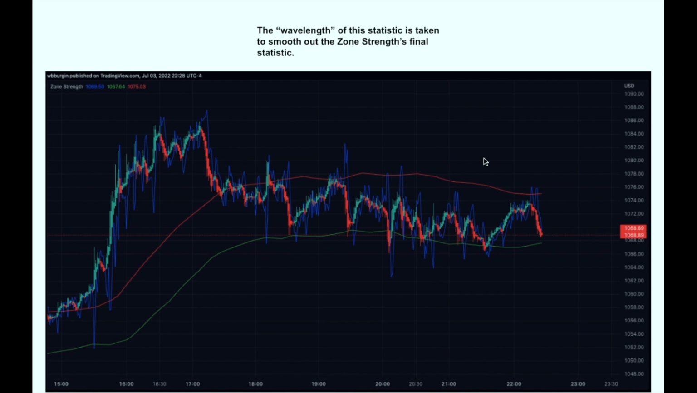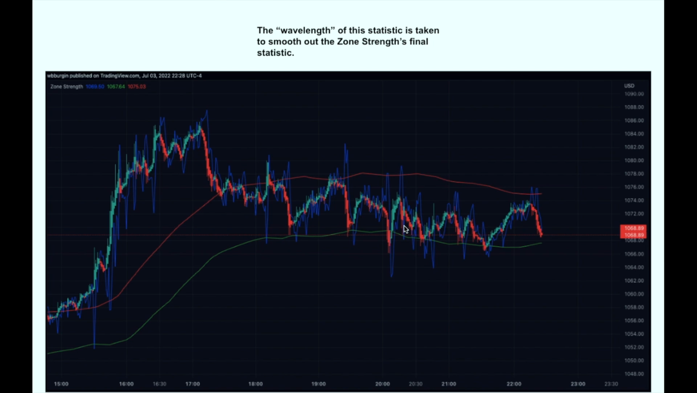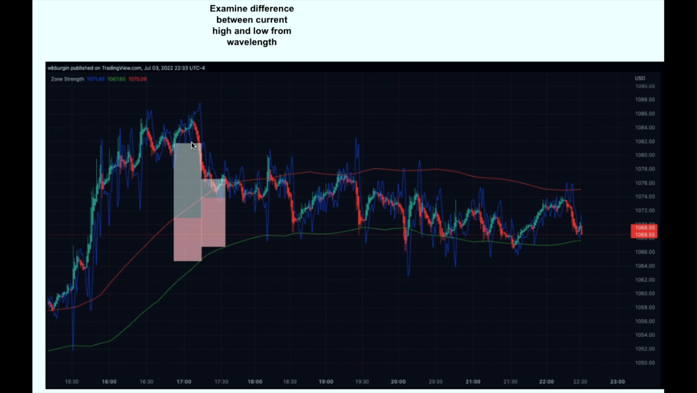Okay, and then the wavelength of this statistic is taken out to smooth the zone strength's final statistic. So this is basically just an SMA of the extrema, right? And then what we are looking at is the difference between the current high and low from the wavelength. So this is the high line, this is the low line, and we're looking at the difference between the current highs and the current lows between these two. And this forms this ratio right here.